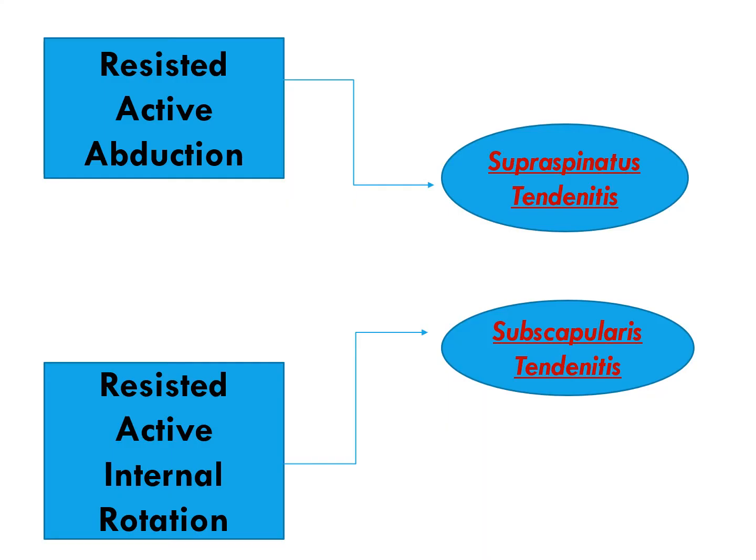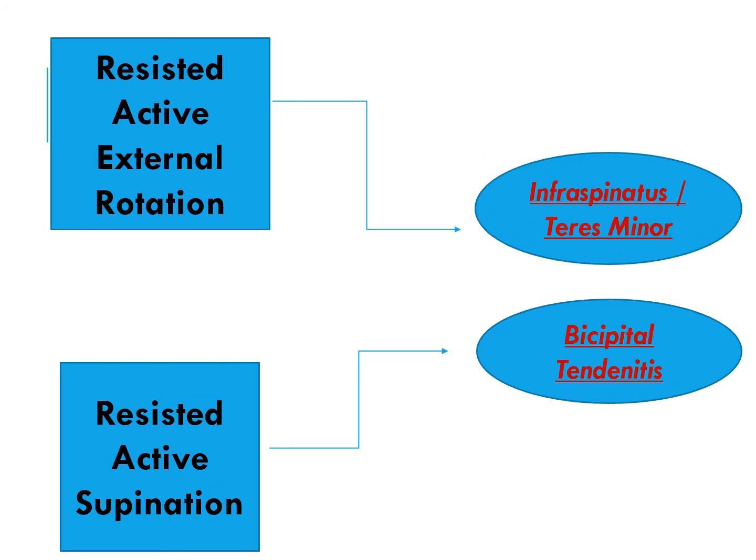Don't forget to do the resisted active abduction. This is to diagnose supraspinatus tendonitis, and resisted active internal rotation to diagnose subscapularis tendonitis. Resisted active external rotation to diagnose infraspinatus and teres minor, and resisted active supination to detect bicipital tendonitis.